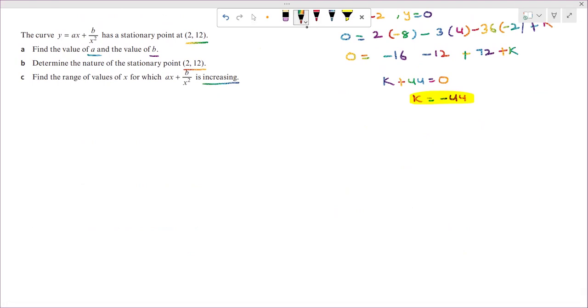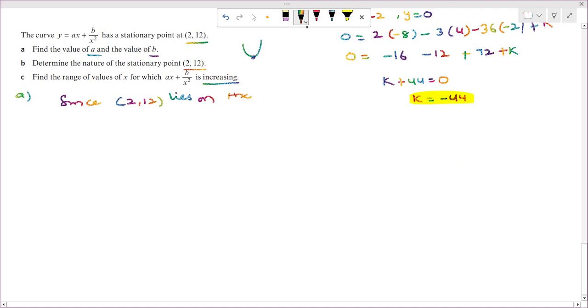Since 2 comma 12 lies on the curve. A stationary point means obviously that the point should lie on the curve itself. Now substitute x and y: 12 is equal to 2 into a plus b by 2 square, which is 4. Take LCM 4: 48 is equal to 8a plus b. Let us assume this is equation one.